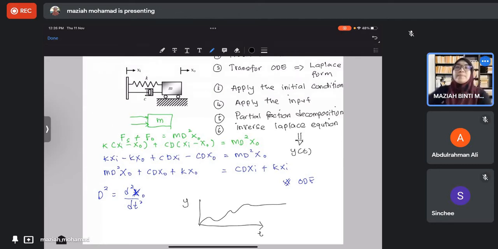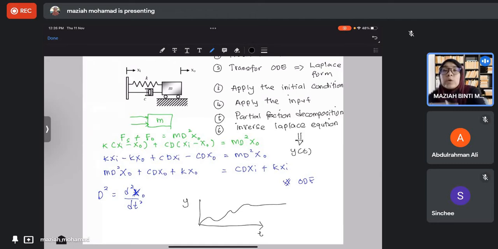Any question? Okay, let me summarize again. So the objective is to get y(t), meaning we want to know how the output behaves when we apply the input. In this case, we want to know how the output behaves in time, when the time changes, how the output changes in time.